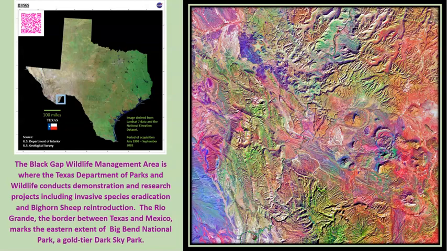If we head from Alpine towards the southeast, the Rio Grande has made its big bend towards the northwest and flows across the entire scene. There are distinct geologic patterns that provide texture and contrast on both sides of the border. The Black Gap Wildlife Management Area comes down to the river. This is where the Texas Department of Parks and Wildlife conducts demonstration and research projects, including invasive species eradication and bighorn sheep reintroduction.